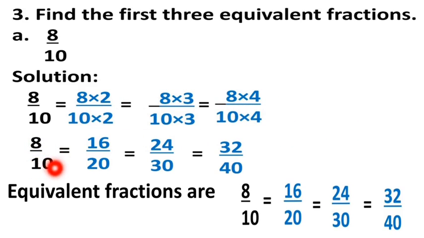Then 8 by 10 is equal to 8 2s are 16, then 10 2s are 20. 16 by 20, that is equal to 8 into 3, that is 24, and 10 into 3, that is 30. So 24 by 30, that is equal to 8 into 4, 32, 10 into 4, 40. So 32 by 40. So the equivalent fractions are 8 by 10 equal to 16 by 20 equal to 24 by 30 equal to 32 by 40.